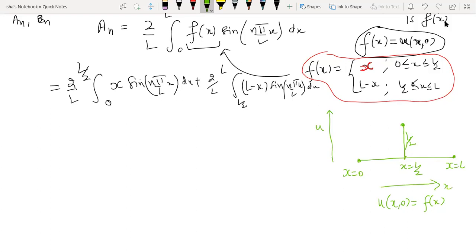So what are the coordinates of this point? L by 2 comma L by 2. And what is the coordinate of this point? So this is x is 0 and u is also 0. There is no vertical displacement at this point because this end point is fixed. And similarly at L also, the u is 0, so the coordinates of this point is L, 0.